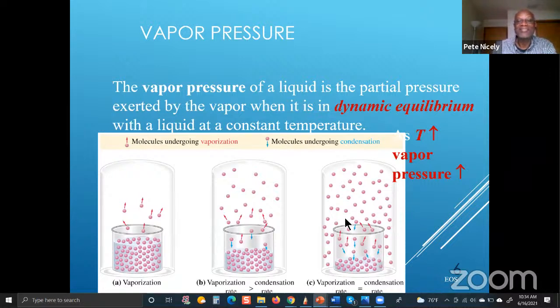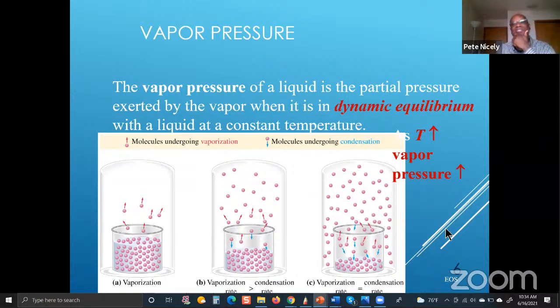Now, if I were to take this and increase the temperature of the liquid inside here, then what will happen is that more molecules will enter the vapor state, and then you're going to achieve a new state of dynamic equilibrium, all right? So basically, the dynamic equilibrium state will be achieved when temperature is constant. If you change the temperature, then basically more molecules would enter into the vapor state, and you're going to achieve a new dynamic equilibrium state. And at that point, the vapor pressure would be higher compared to the vapor pressure that was in existence before you increase the temperature.